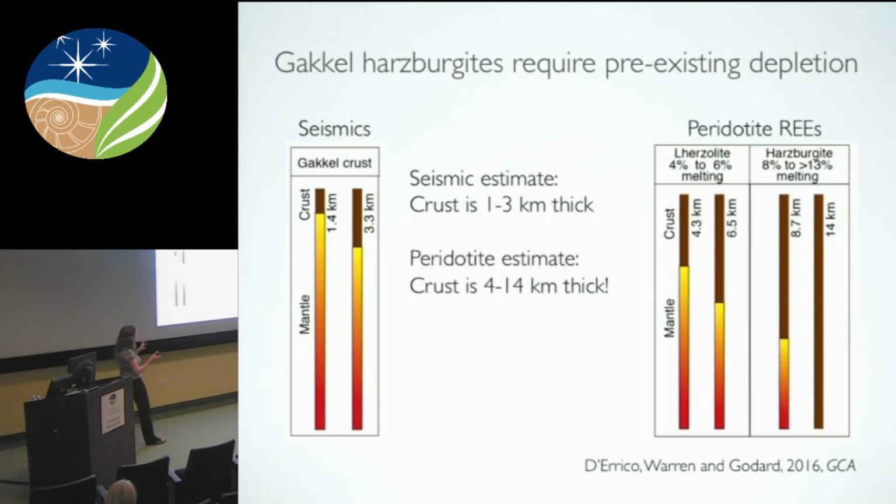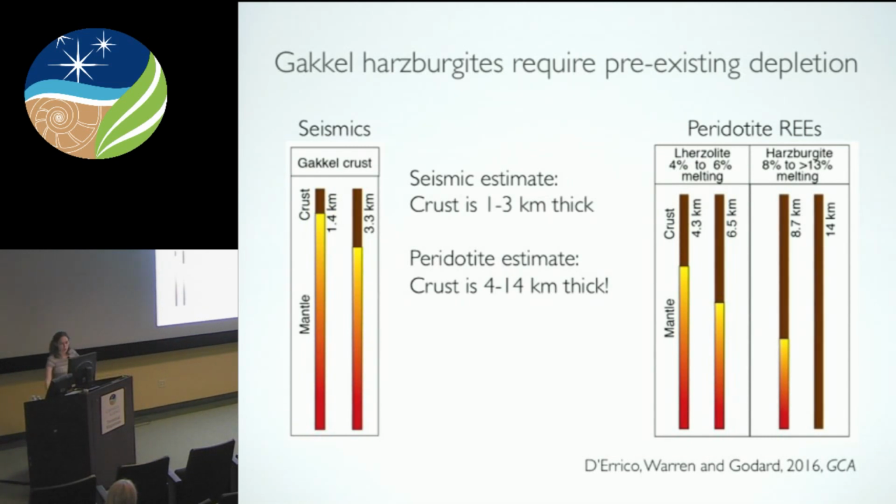The peridotites, depending which set of samples we look at, estimate different things. There were some lherzolites we looked at, and they give us 4 kilometers of crust based on their trace element contents and the degree of melting we calculate. And the harzburgites, to get to those really depleted clinopyroxene-free samples, we estimate something like an 8-kilometer thick crust or even up to 14 kilometers. You can play around with our model a little bit, but you can't have those clinopyroxene-free harzburgites and also only produce 3-kilometer thickness crust. You should at least expect to find 6-kilometer thickness crust to have those very residual harzburgites.